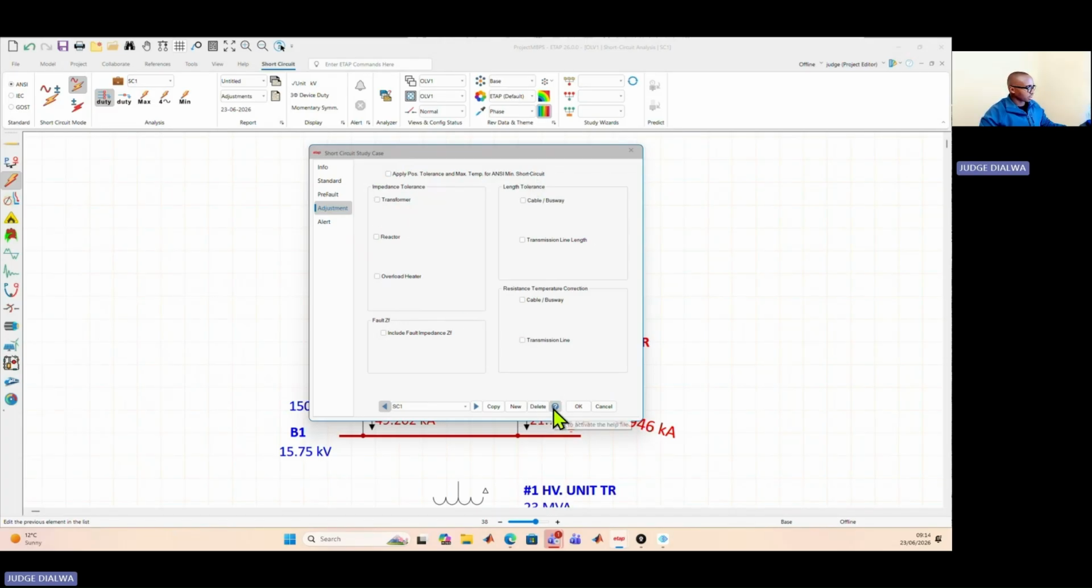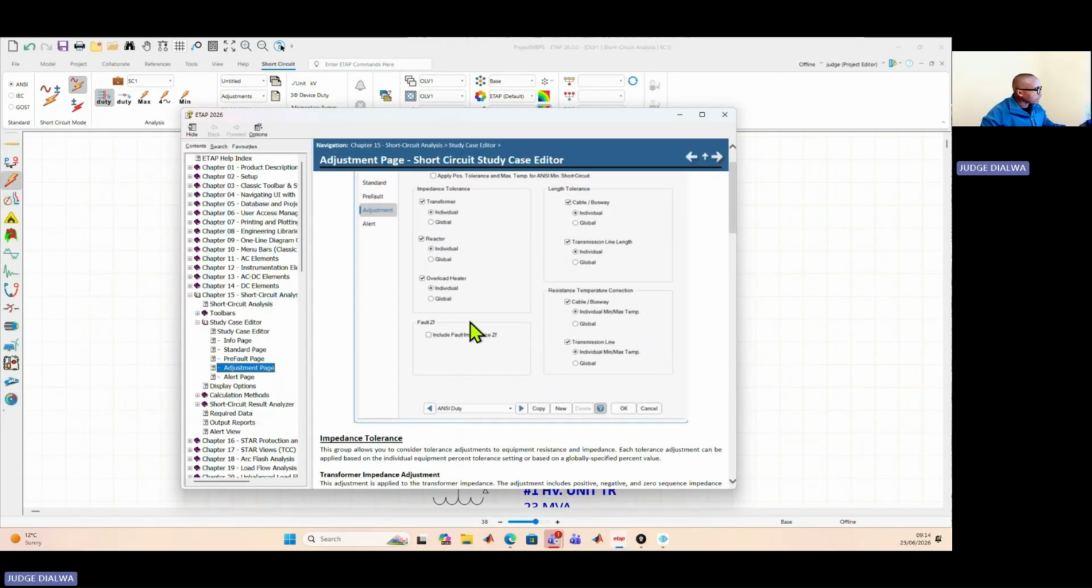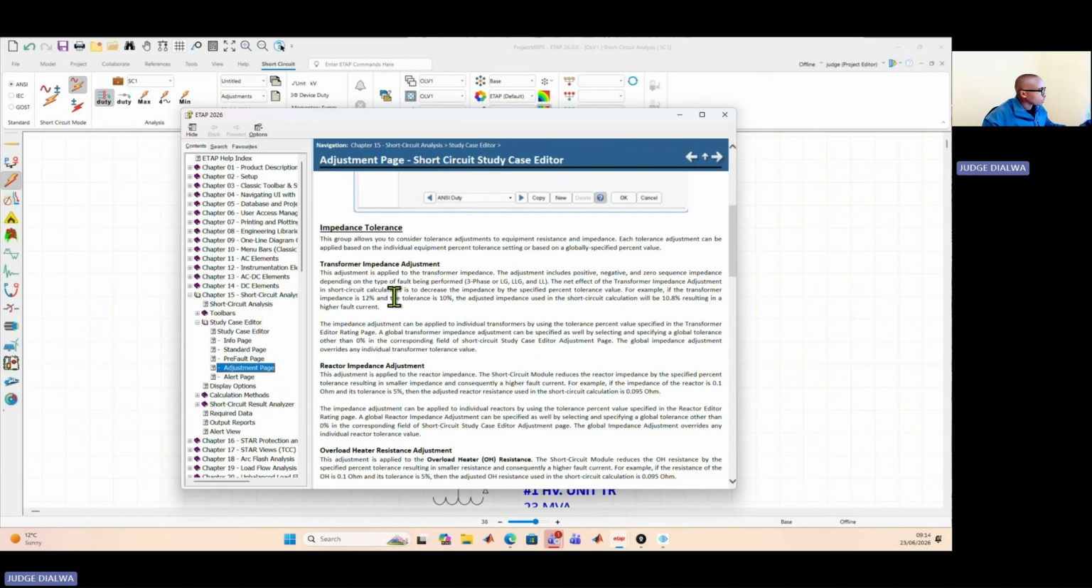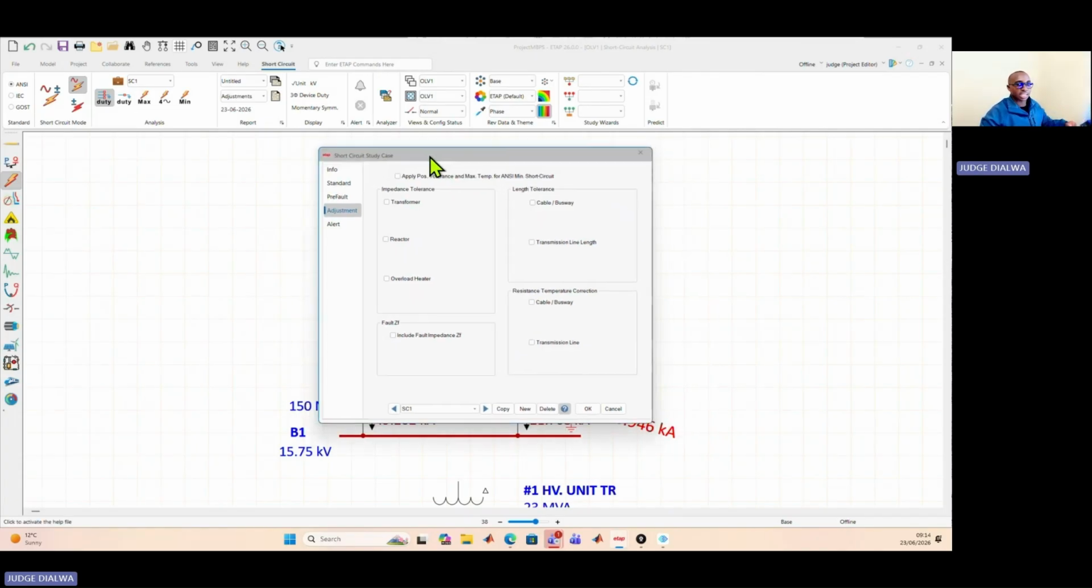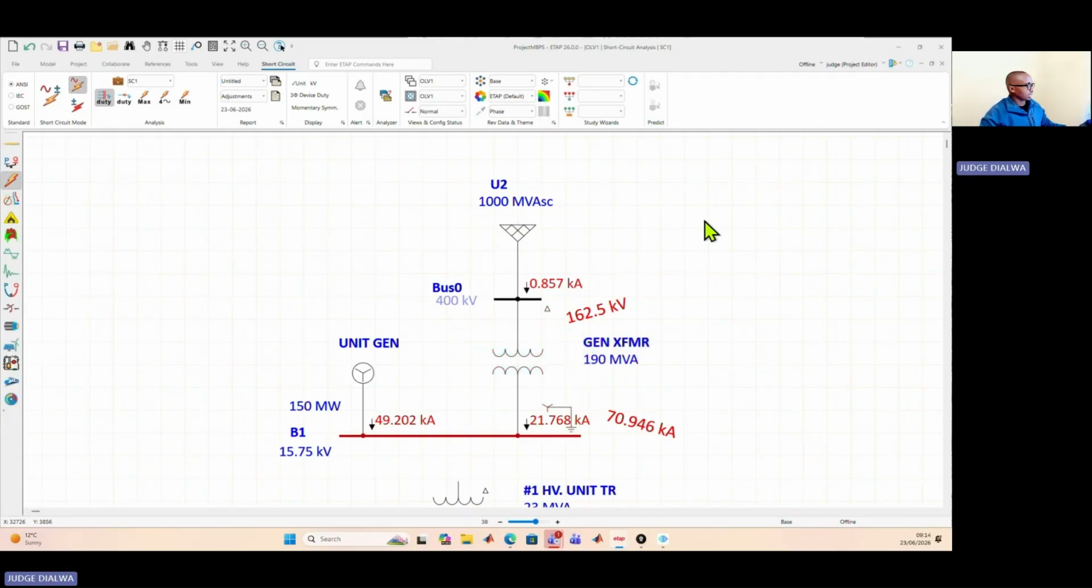And to see how that could have affected our results, I'll just show you the help section, which helps us understand what effect this could have. For instance, if I had not removed the transformer impedance tolerance, this is what it would have done. It would have resulted in a higher fault current than what we have computed. But because I wanted to have a direct comparison, I removed all these adjustments that ETAP, in most cases, comes with by default. That's something to note when using this tool. So yes, our hand calculations match our ETAP results. So we'll go back to our calculations and consider another scenario.